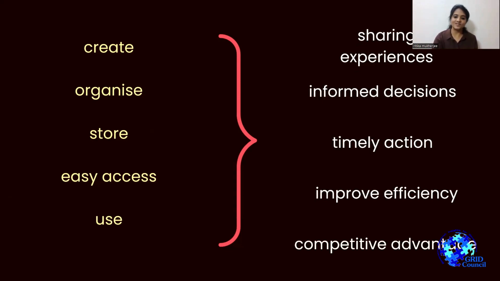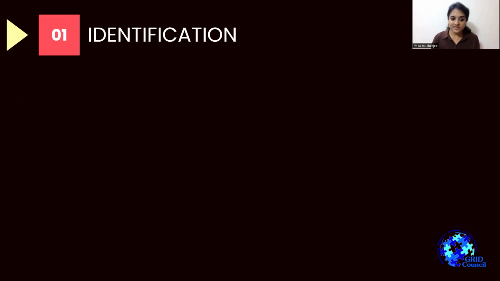Now let's look into the steps which are involved in knowledge management. The first step is identification. First thing is we need to identify why we want to do the knowledge management. So the purpose of it.